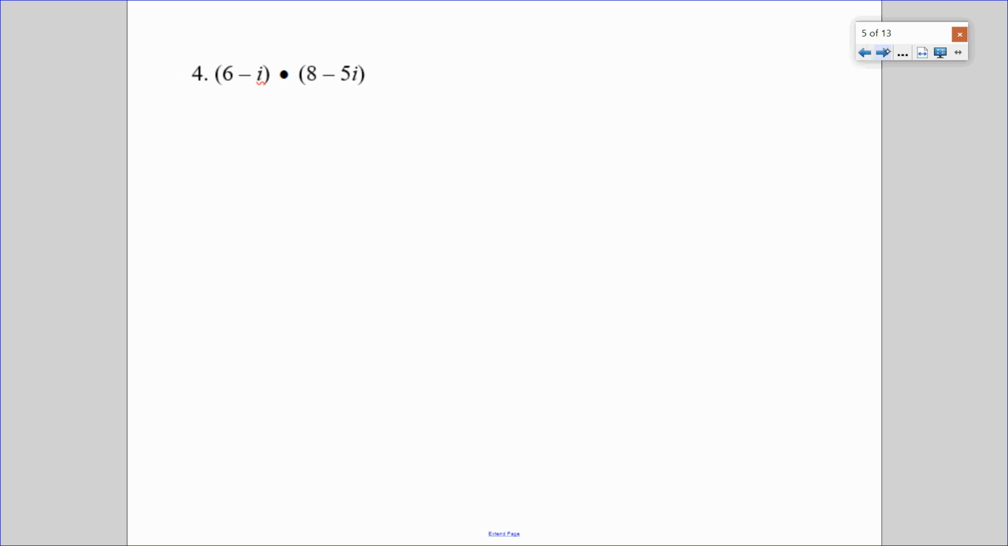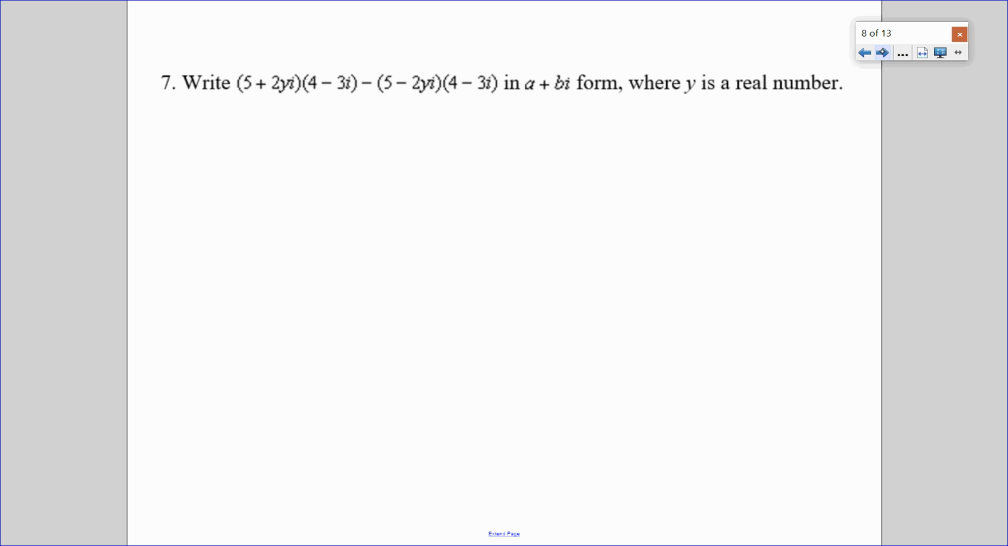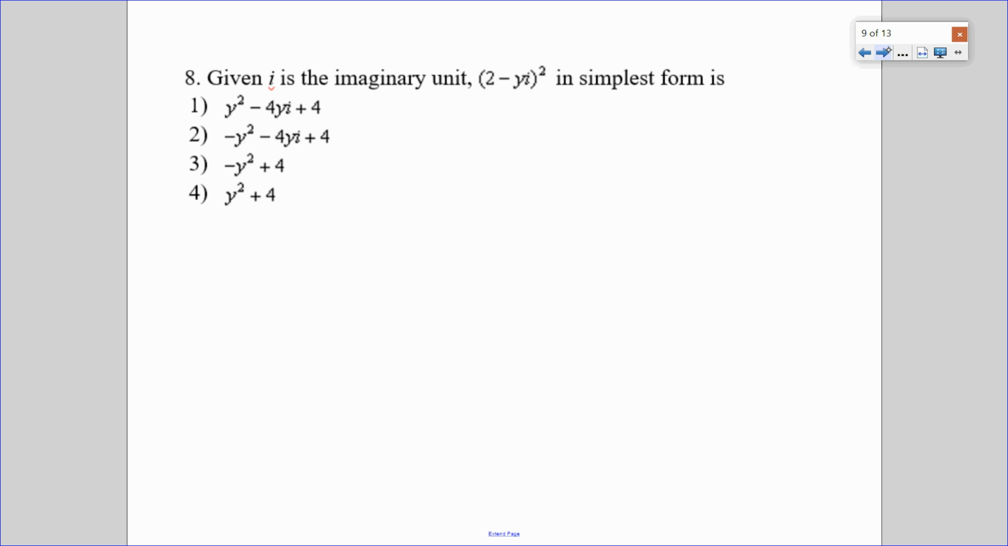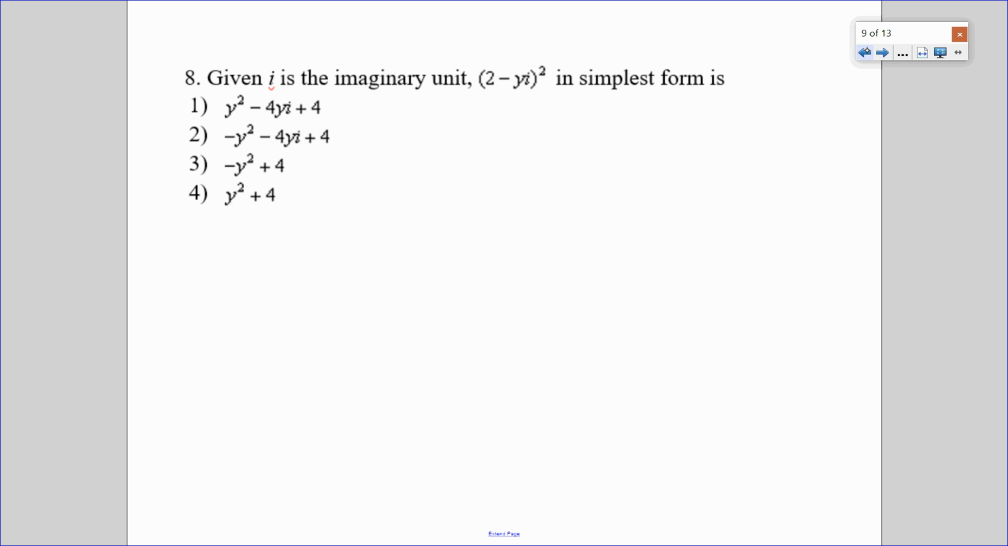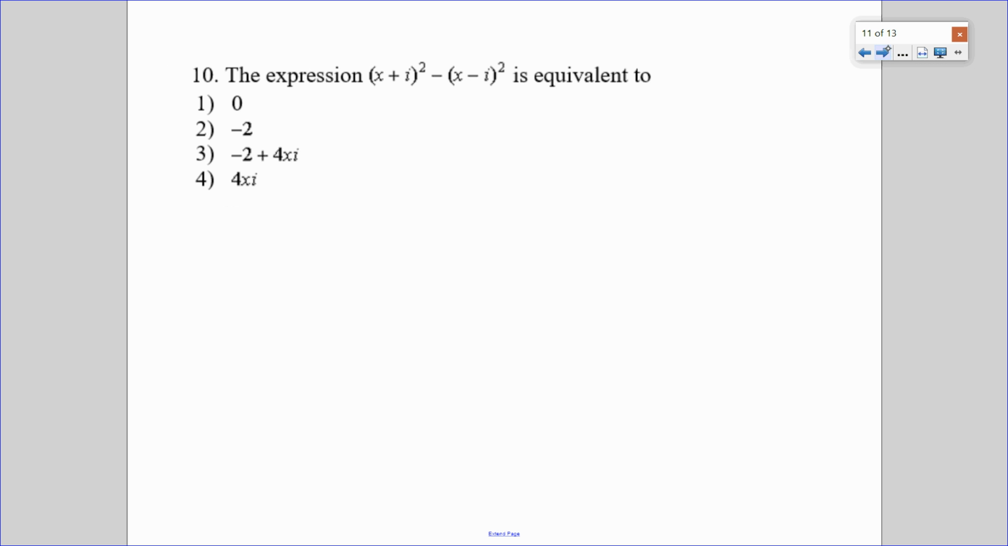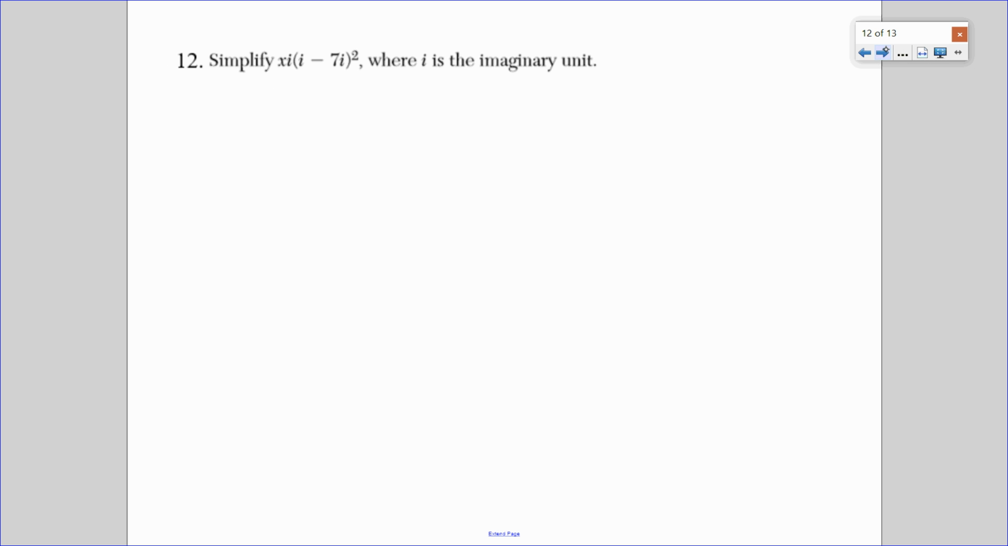So let's just see what else is on here and worth going over. That looks kind of nasty. That I can do. Yeah, I think I'm going to go over number 8. And I think that's all I'm going to go over.